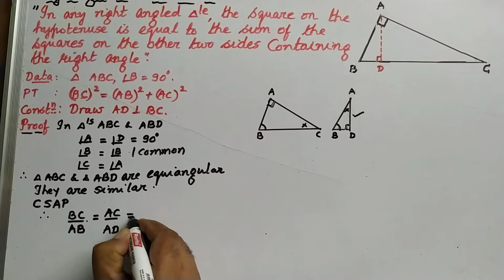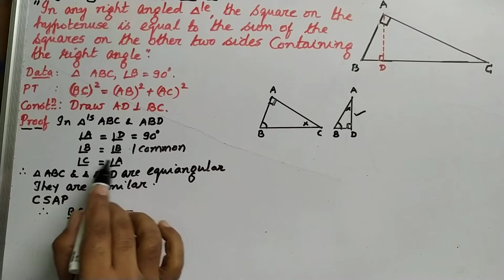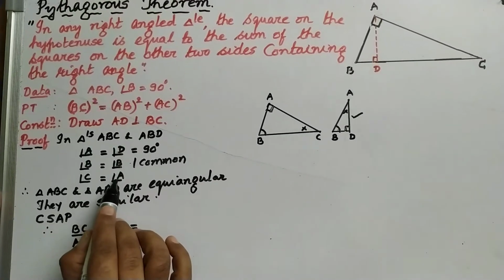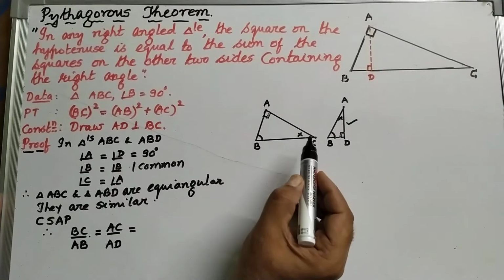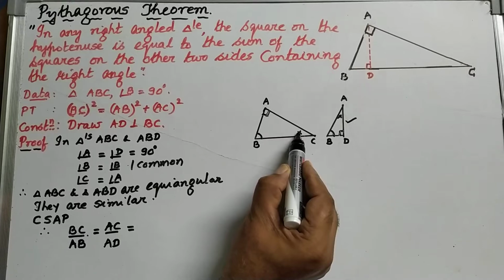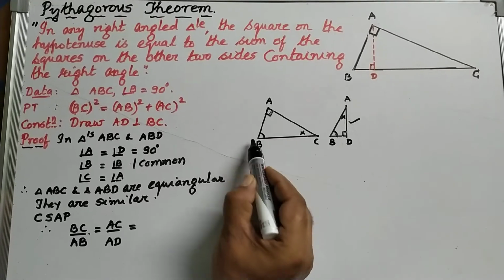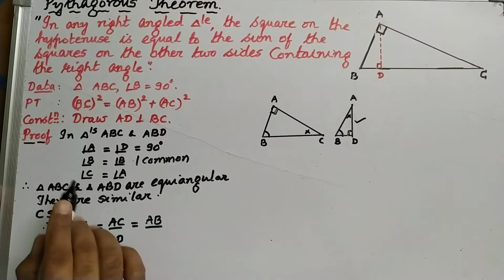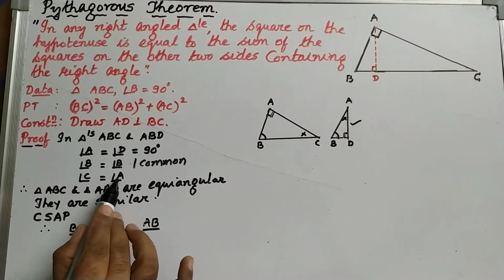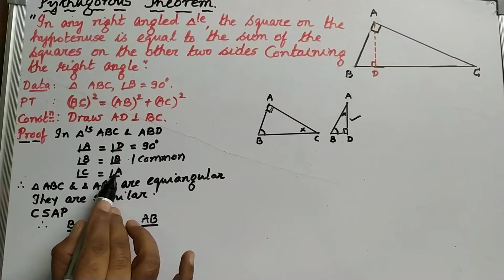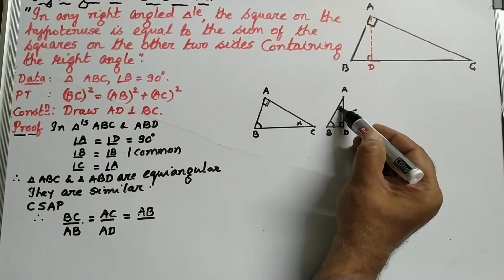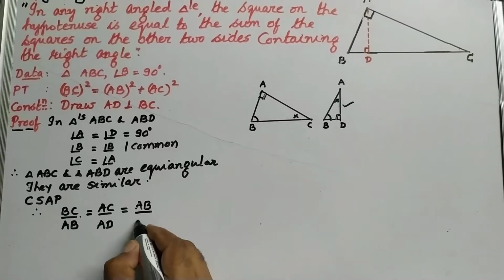That is equal to, come to the third pair of angles which are equal. Angle C is equal to angle A. Where is angle C? Locate angle C. It is here. Side opposite to that is AB divided by, angle C is equal to angle A of the second triangle. Angle A of the second triangle is here. The side opposite to that is BD.